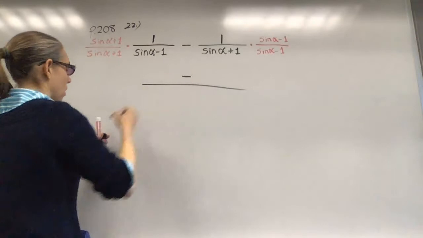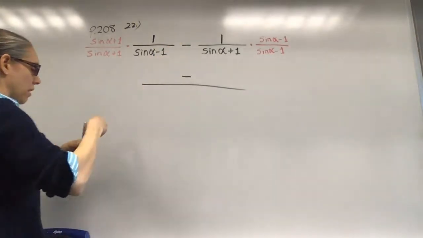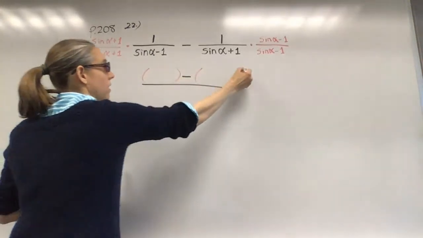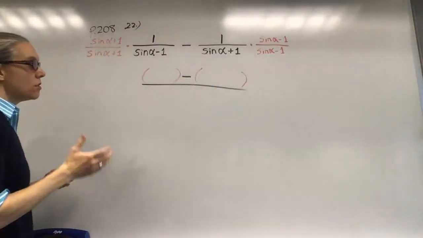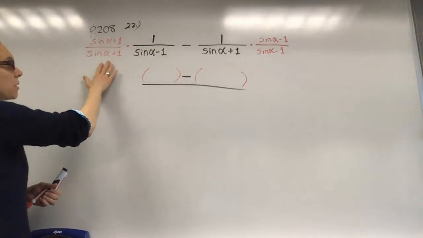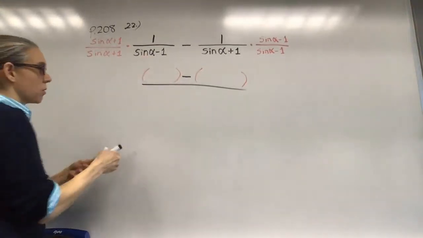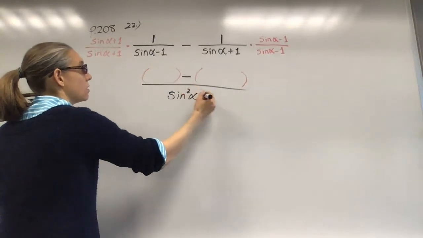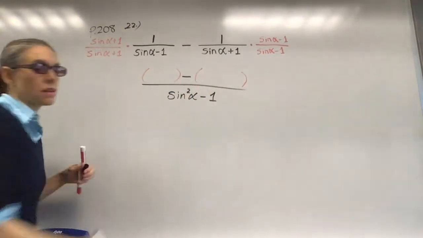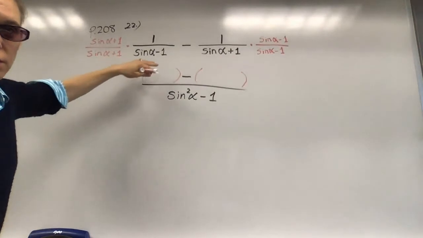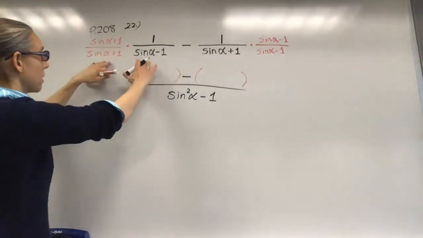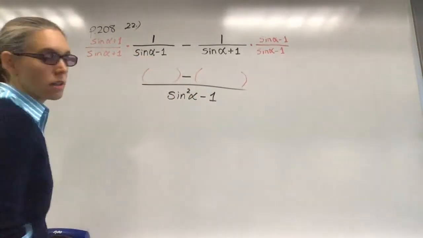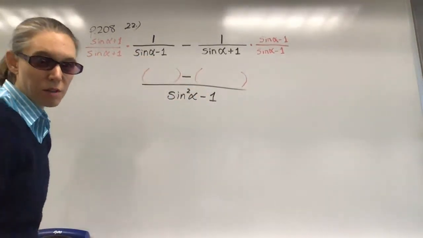We have this negative sign right here. Here's the first numerator. Here's the second numerator. And then the new denominator, sine alpha plus 1 times sine alpha minus 1, is simply sine alpha squared minus 1, because this is the difference of squares. These are conjugate pairs, right? If you FOIL these, sine alpha plus 1, sine alpha minus 1, difference of squares, sine alpha squared minus 1.